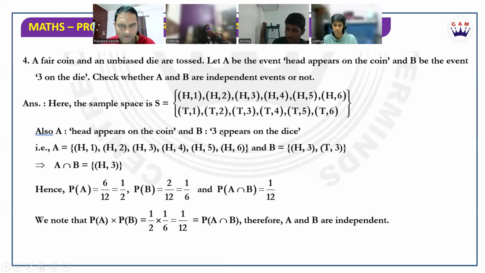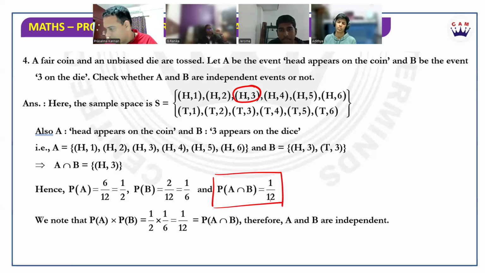Head appears on the first one and 3 appears on the die. That means only H comma 3. What is the probability of H comma 3? 1 by 12. Getting a 3 appearing on the die means these two outcomes are there: H comma 3, T comma 3. So you'll get 2 by 12, 1 by 6. But head on the first and 3 on the second means only this. Therefore, P of A intersection B will be 1 by 12.